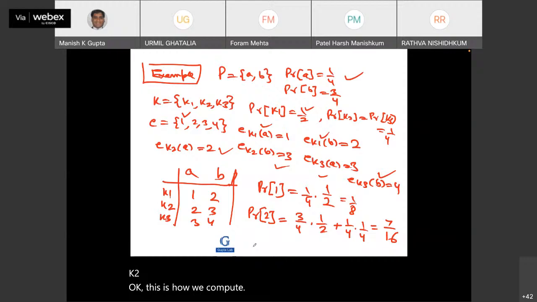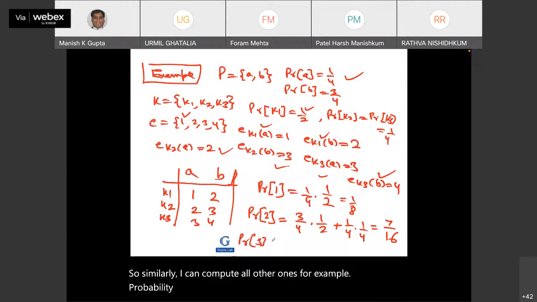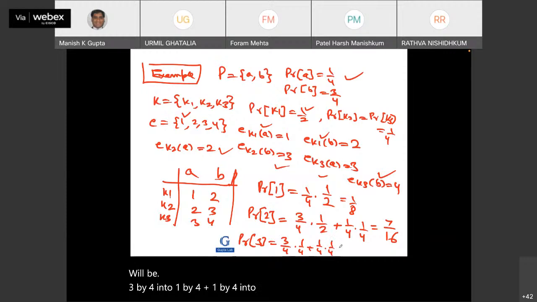Similarly, I can compute all the other ones. For example, probability of 3 will be 3/4 into 1/4 plus 1/4 into 1/4, which is equal to 1/4. Probability of 4 will be 3/4 into 1/4, which is equal to 3/16. So this is the probability distribution on C that I can compute.